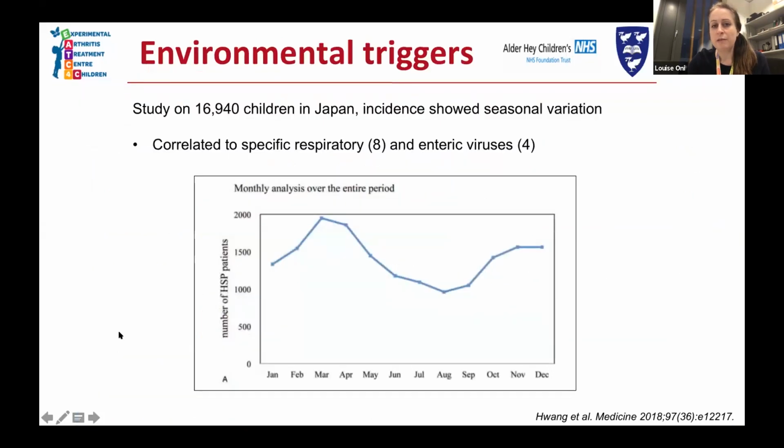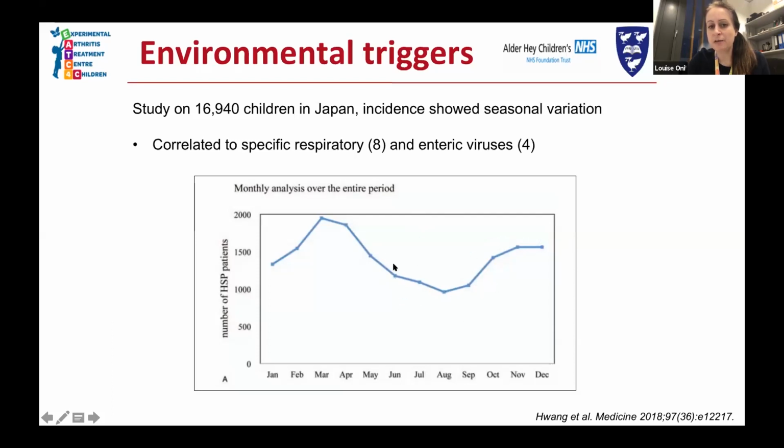If we look at environmental triggers, there are a number of reports that have looked at different triggers in children. This was an extremely large study in over 16,000 patients from Japan, and it demonstrated very clearly the seasonal variation that we see with this disease. And here you can see in this graph the number of HSP patients, and this is the months of the year. And you can see this nice distribution with peaks over the winter months and actually a lower incidence over the summer months.